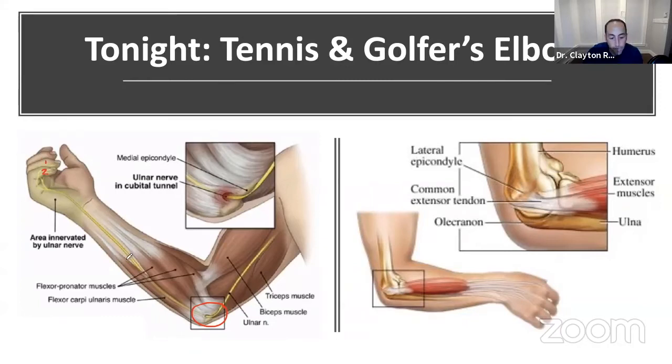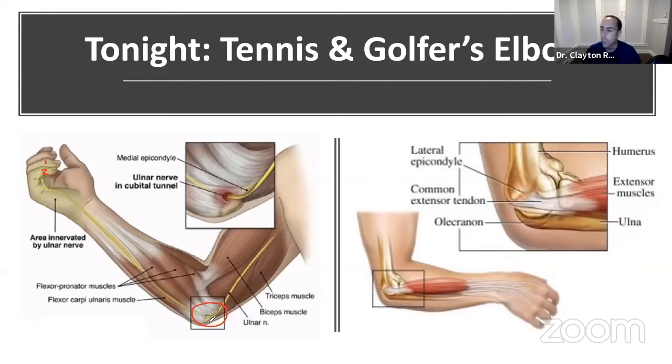Okay. And what happens when these flexor muscles over here are really, really overused because of whatever you're doing, you create inflammation right where I drew this circle here. And now this nerve is irritated.